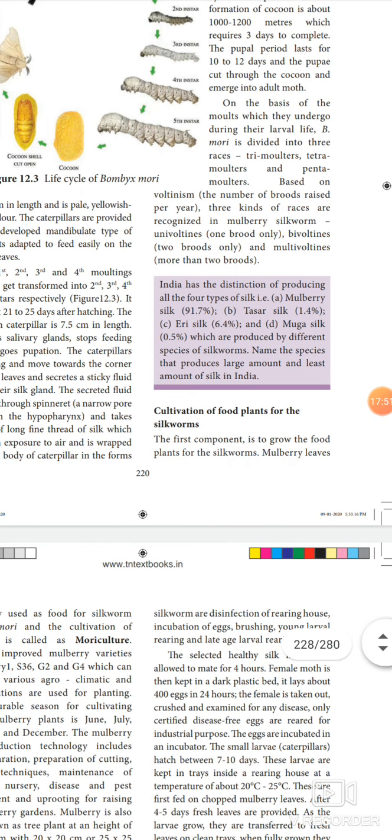Next, India has the distinction of producing all 4 types of silk, that is mulberry silk, tussar silk, eri silk and muga silk. India cultivates all 4 types of silks. Among these 4 types, mulberry is the highest in number, and they are produced by different species of silkworm.